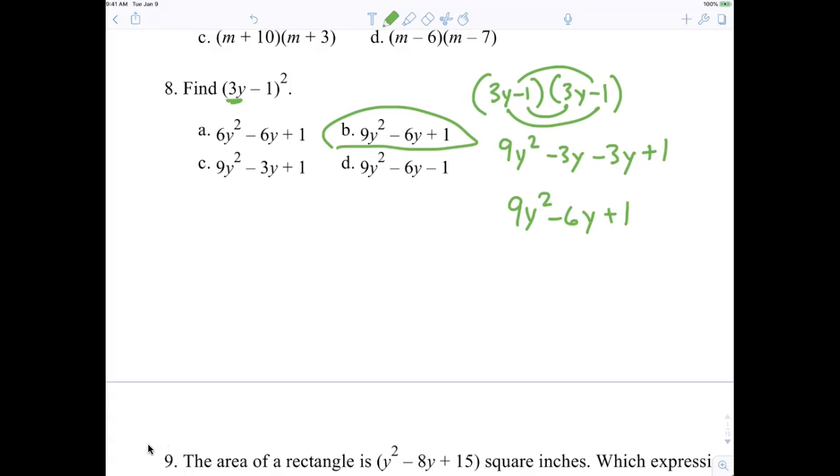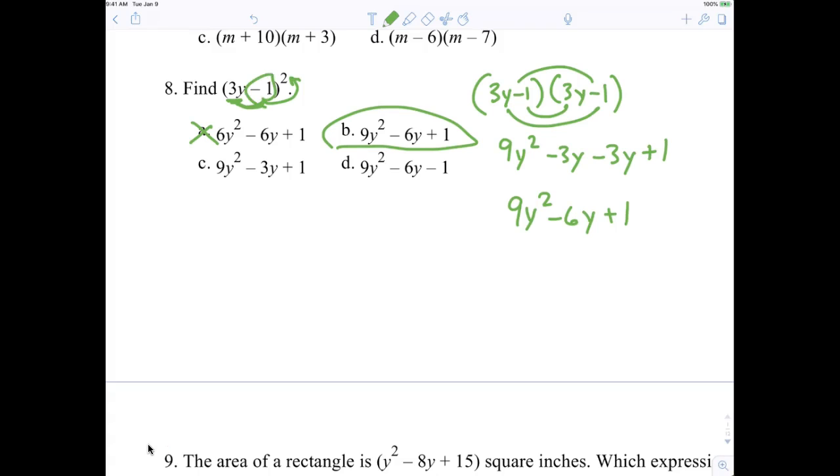I also taught you a pattern to these, and that pattern is square the first term. All right, so right off the bat we knew it was going to be 9, so it's not A. Then the middle term is always multiply these two together and then multiply by 2. So 3y times negative 1 is negative 3y times 2, negative 6y. All right, and then the last number squared.